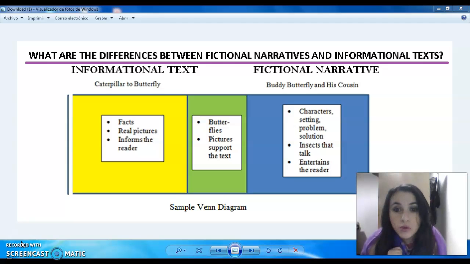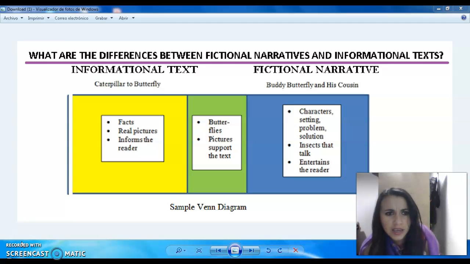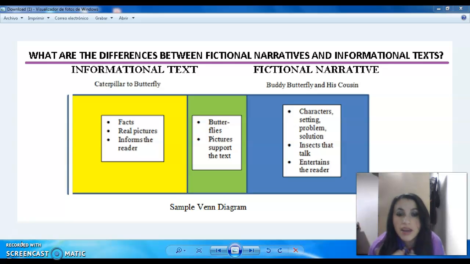Then, in the blue square, we have fictional narrative. The example in this title is Buddy, Butterfly, and His Cousin. So what happened in here? We have fiction is a story, so we have characters, a setting, a problem, a solution, a resolution, and in here we have a dialogue, so that's why these insects talk to each other. And what is the intention in this case? Entertains the reader.